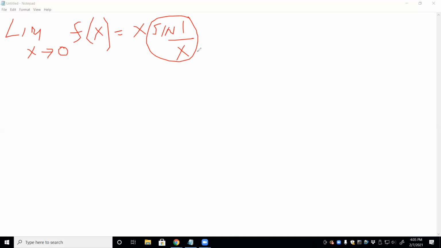So what they're going to do is ask you to figure out a function that's always greater than f of x, where you can figure out the limit, and another function that's always less than f of x, where you can figure out the limit. And then because of the squeeze theorem, you can figure out the limit of this one. Now, what might those two other functions be?